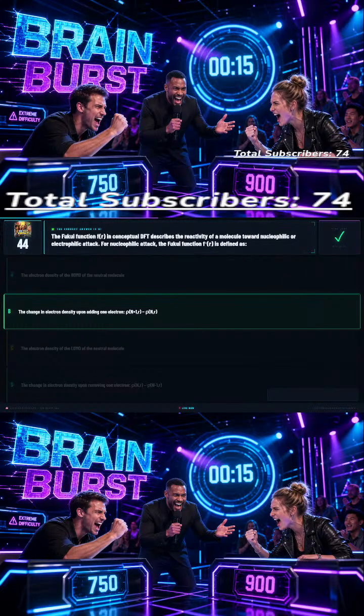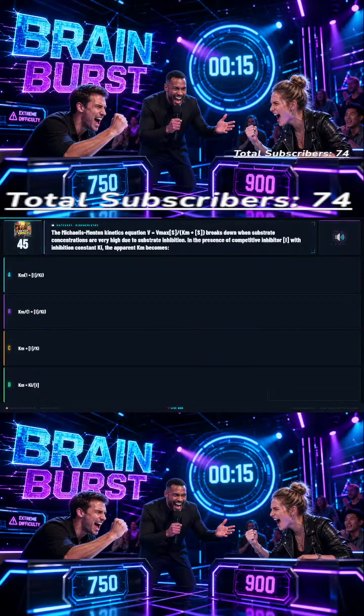Question 45. The Michaelis-Menten kinetics equation v equals Vmax S over Km plus S breaks down when substrate concentrations are very high due to substrate inhibition. In the presence of competitive inhibitor I with inhibition constant K, the apparent Km becomes option A, Km times (1 plus I/K). Option B, Km divided by (1 plus I/K). Option C, Km plus I/K. Option D, Km times K/I.